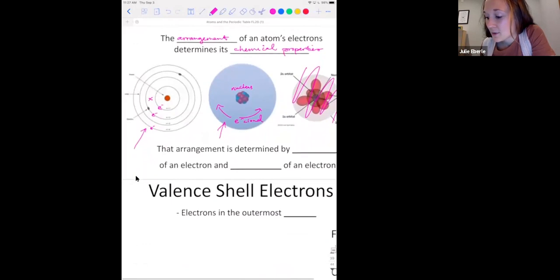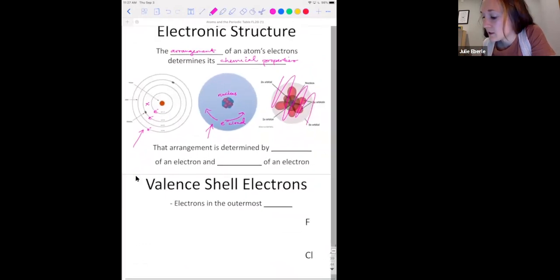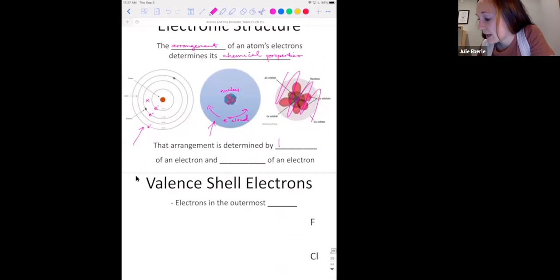But this is the reality, is that electrons can only be certain distances from the nucleus, and based on their location, they have a different amount of energy, all right? So the arrangement is determined by the location of an electron and the energy of an electron.